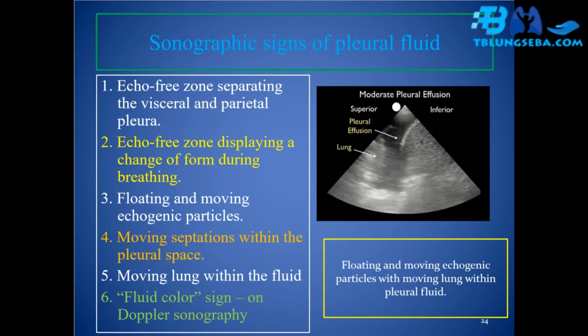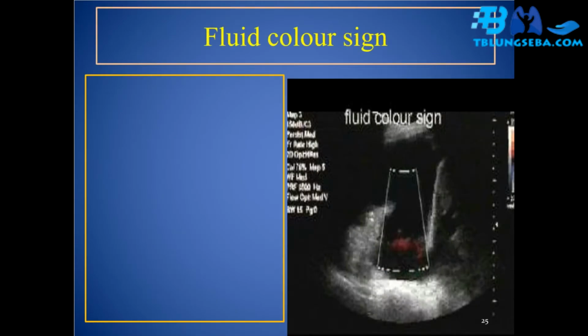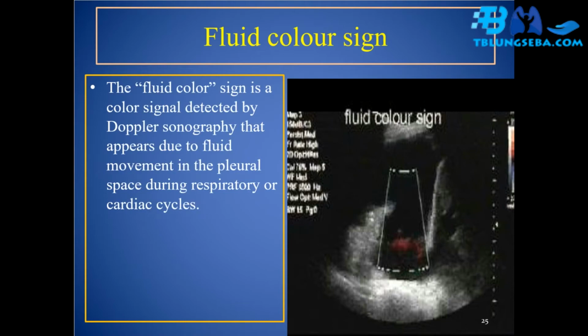Floating and moving echogenic particles with moving lung within pleural fluid. Fluid color sign. The fluid color sign is a color signal detected by Doppler sonography that appears due to fluid movement in the pleural space during respiratory or cardiac cycles.